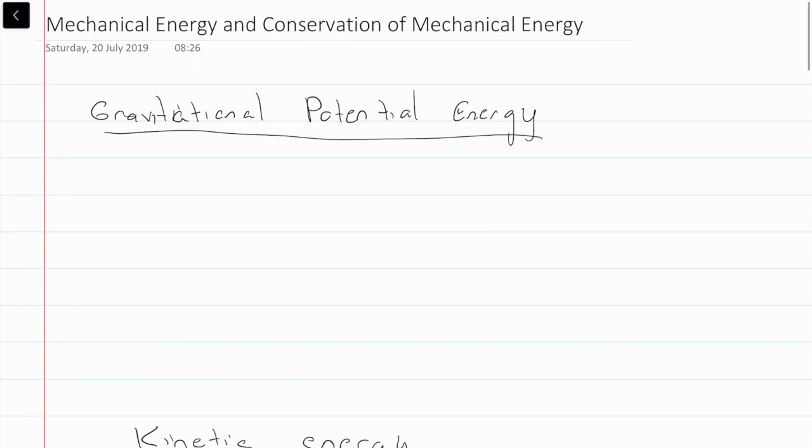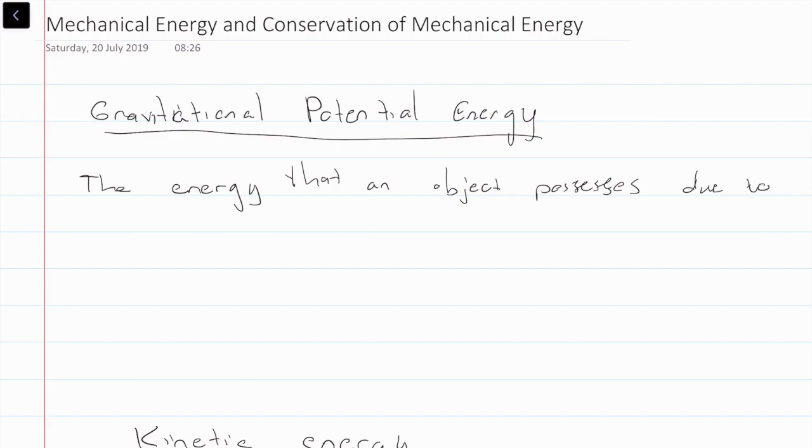So what is gravitational potential energy? Gravitational potential energy is the energy that an object possesses due to its position relative to a reference point. Our formula for potential energy is denoted EP.